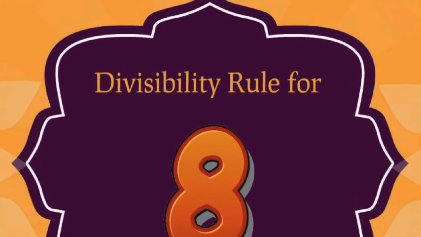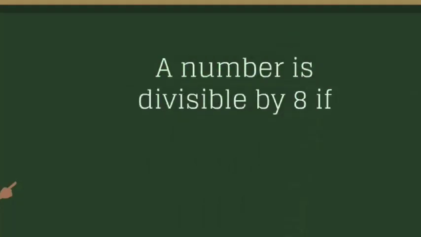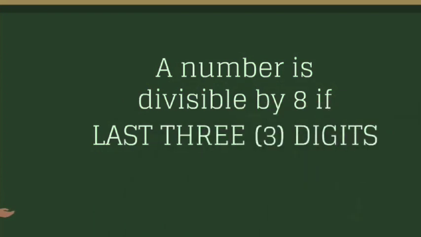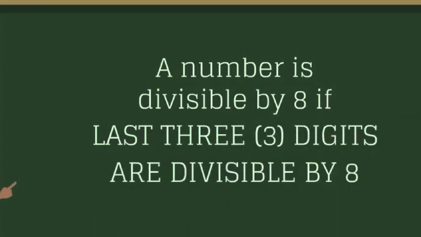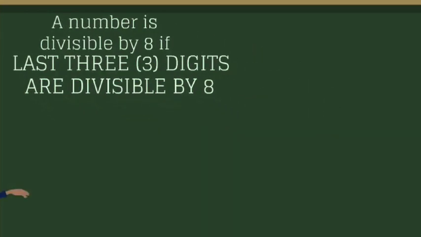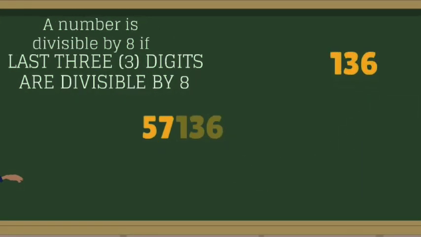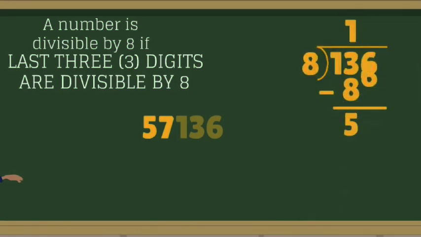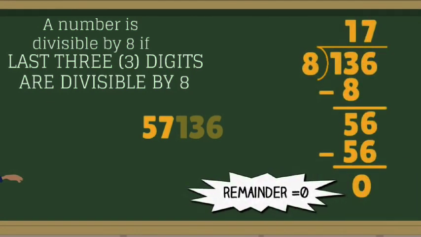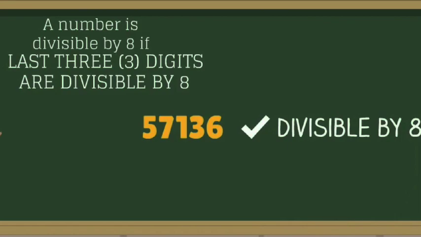Divisibility rule for 8. Now let's look at the rule for number 8. Take the last three digits of any number and see if it is divisible by 8. If it is divisible, then the entire number is divisible by 8. For example, in 57,136, the last 3 digits are 136, which as you can calculate is divisible by 8. So the number 57,136 is also divisible by 8.